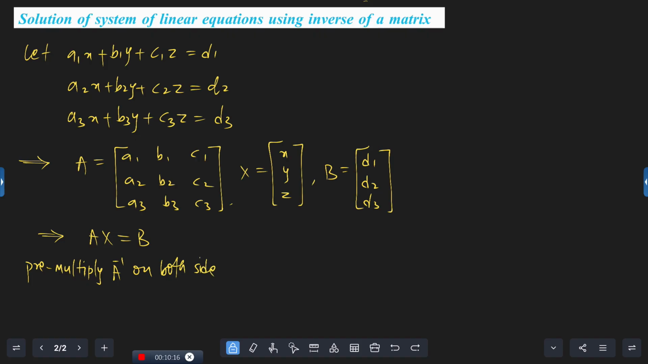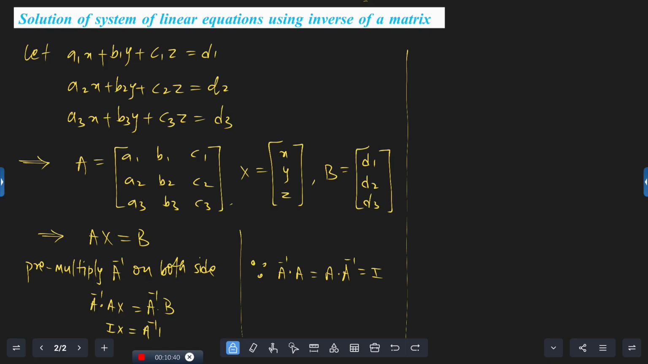Pre-multiply means prefix like that. Okay, A into Ax equal to A inverse into B. So what is A inverse into A, or A into A inverse equal to? I. That formula you must know, children. So A inverse into A equal to Ix is equal to A inverse B.